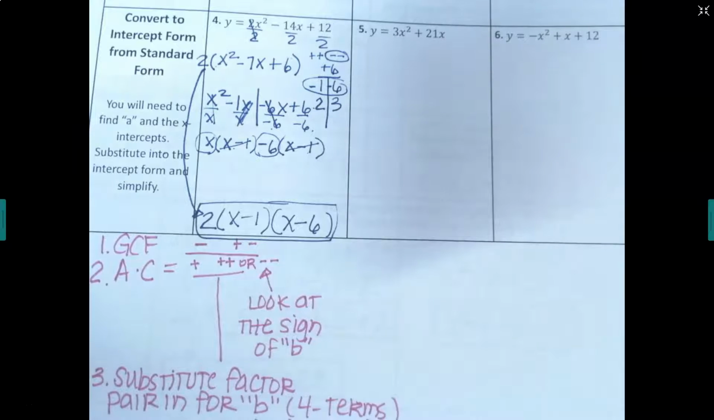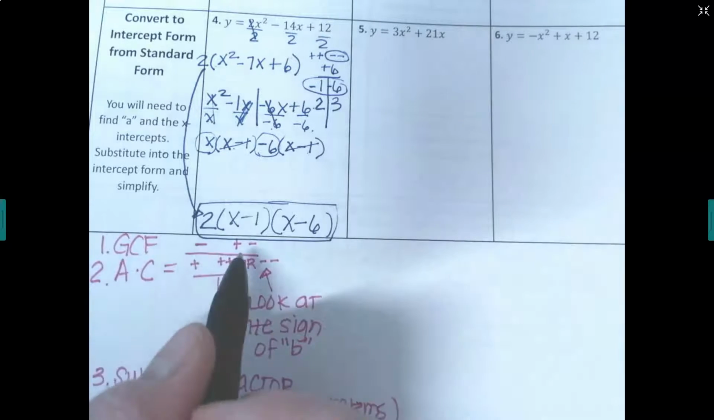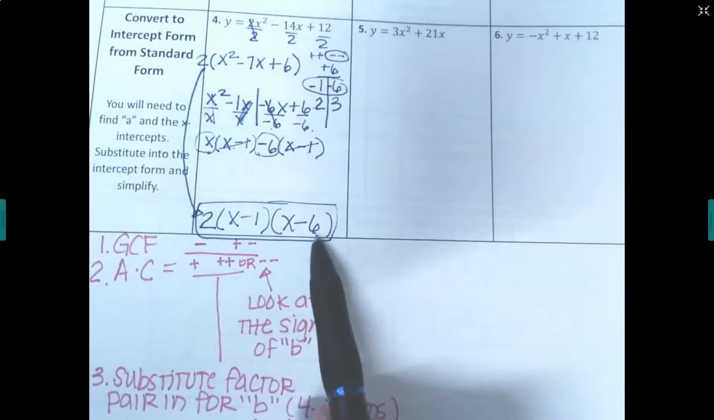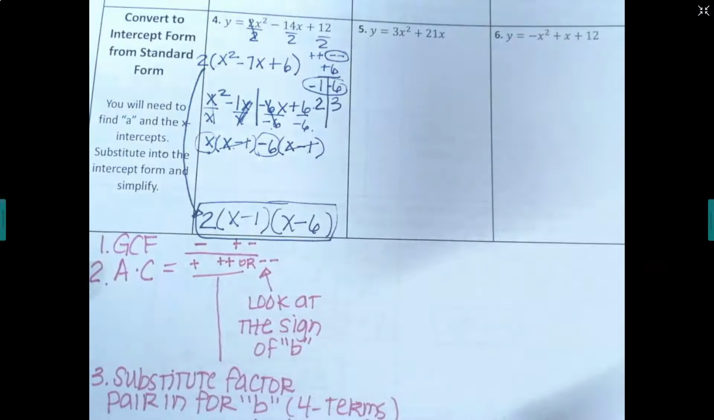Okay, so we factored it, and that's the same as intercept form. Factored form and intercept form are the same. This graph crosses the x-axis where x is 1 and where x is 6. Let's try this again for number 5.